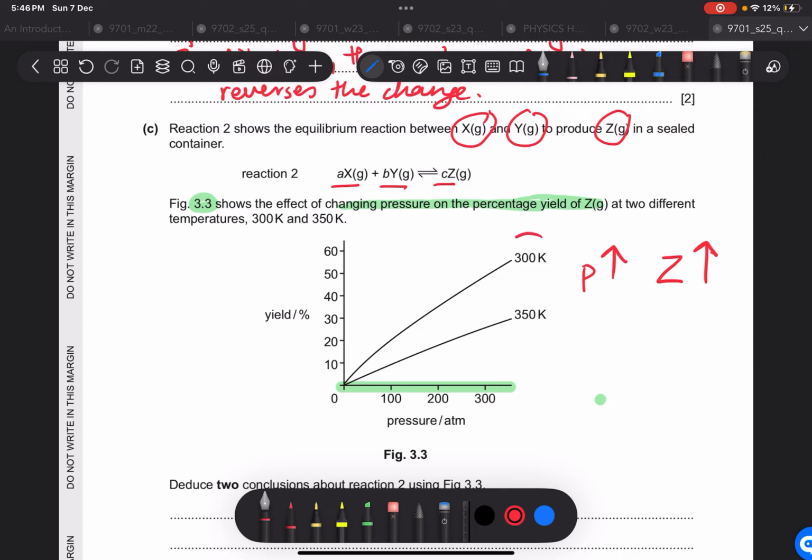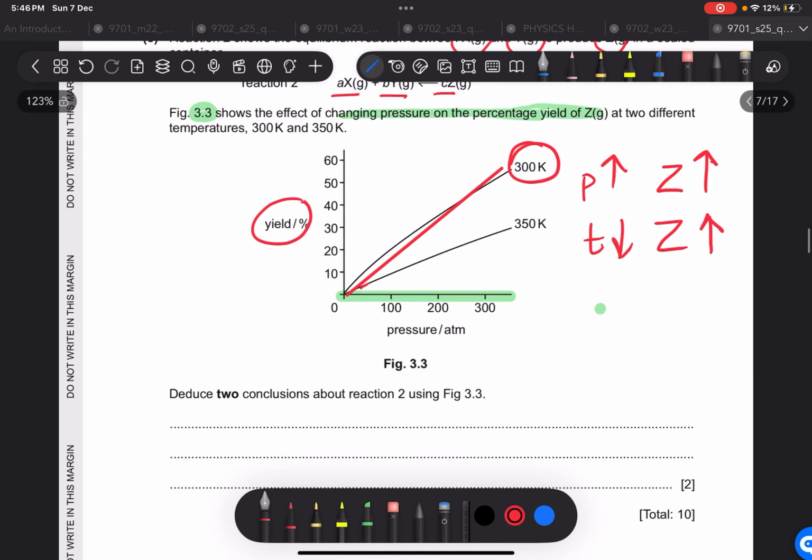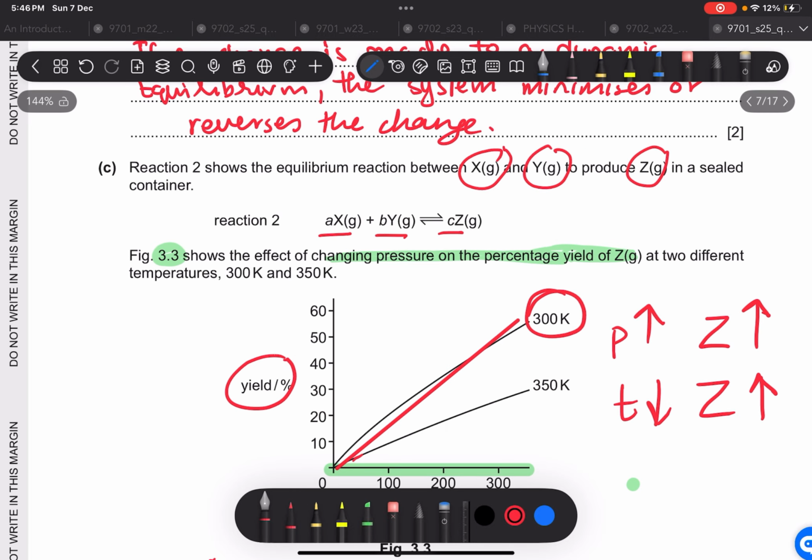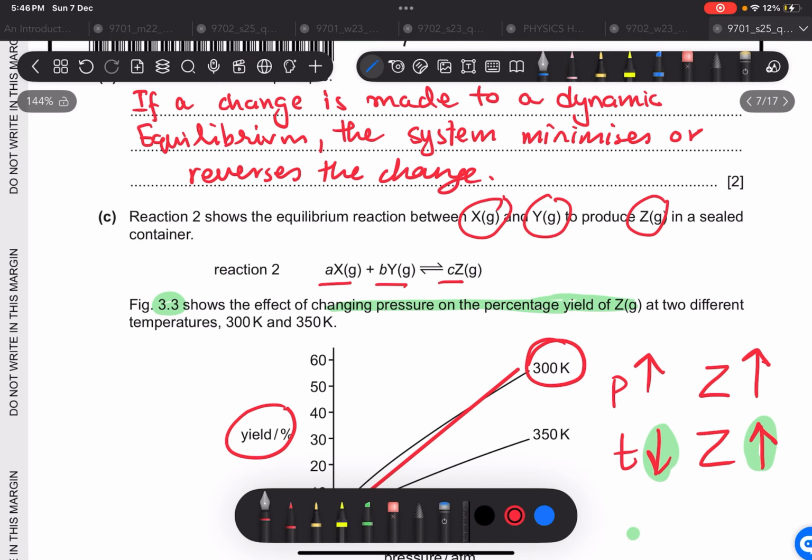Secondly, at a lower temperature, there is more yield. This thing tells you the yield. So temperature lower, Z more yield. Okay, deduce two conclusions. The first conclusion: whenever we have a lower temperature and it increases the yield, what can we state? That we decrease temperature and Z increases. This means the forward reaction is going to be exothermic. Why is it going to be exothermic?